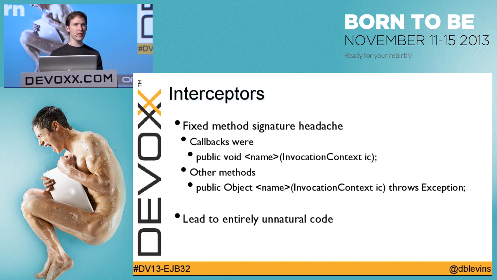Another thing that we fixed is interceptors. So there was a problem with interceptors where if you were using around invoke, you were allowed to return object and throw exception, but all around advice for, say, your callbacks, post construct, so on and so forth, weren't allowed to return object and weren't allowed to throw exception. And this led to some very, very weird code. The logic behind that was, well, all callbacks like post construct and pre-passivate and post activate, whatever, they all return void and are not allowed to throw exceptions, so therefore the things that intercept them shouldn't be allowed to throw exceptions either.